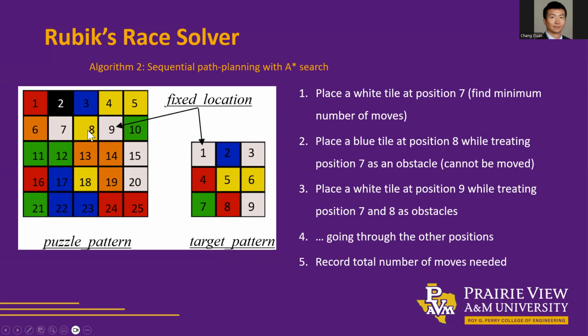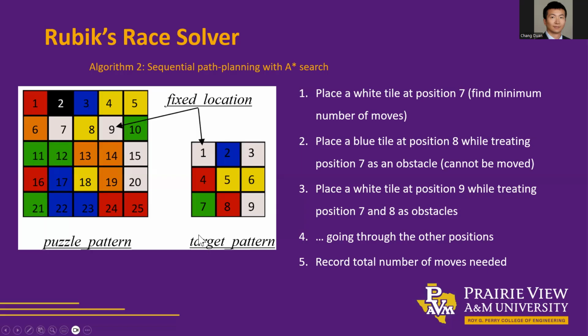Then after you move the blue to 8, you're going to continue to move white to number 9 position, while treating the tiles at 7 and 8 as obstacles. And like this, we're going through all the 9 positions, and we keep track of the total number of moves needed. All right. So this is just one sequence, that is 1, 2, 3, 4, 5, 6, 7, 8, 9.